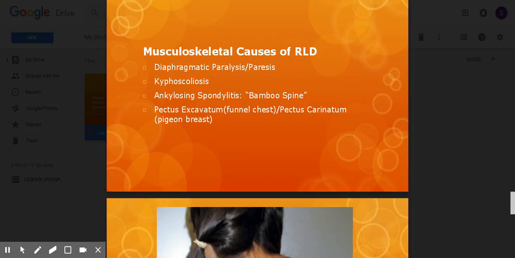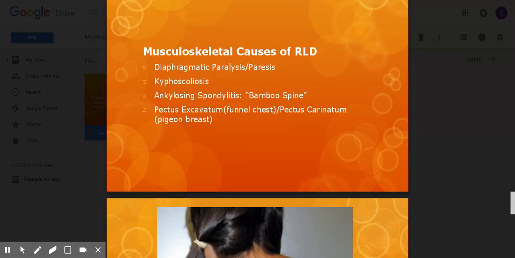Kyphoscoliosis. Again, we're going to hopefully have Dr. Morchin in this fall to give a very good lecture on infant and child development, and how the development of our chest wall is critical to our ability to respirate and exchange air.